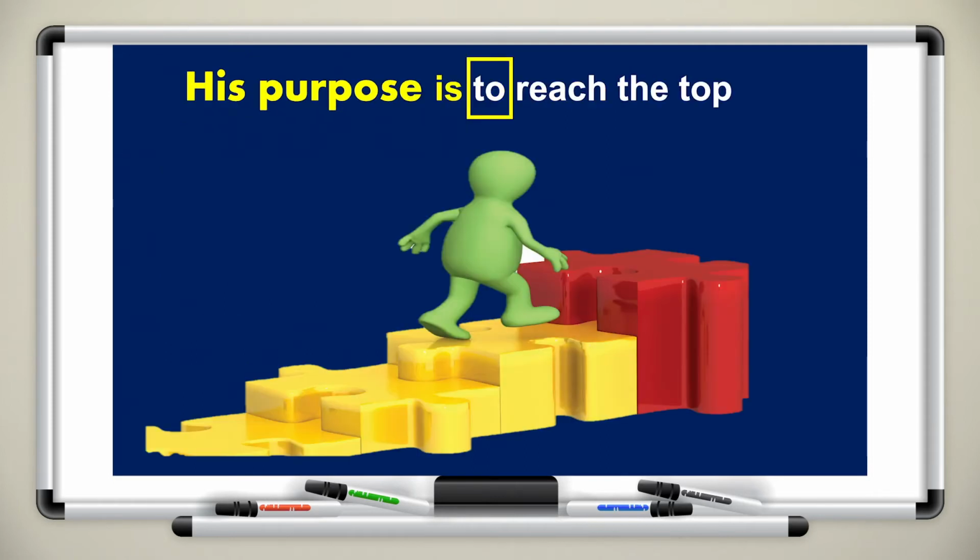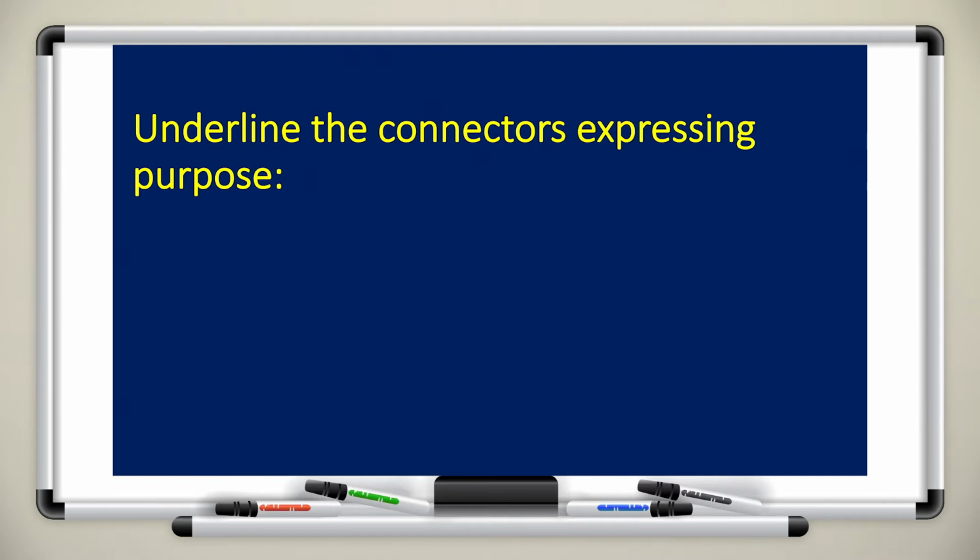Look at this man. He's trying to reach the top. So if we can analyze his purpose, we'll say his purpose is to reach the top. Notice to is always followed by the base form of the verb. What we want to do now is identify and try to underline the connectors expressing purpose, the reason behind what they're doing.